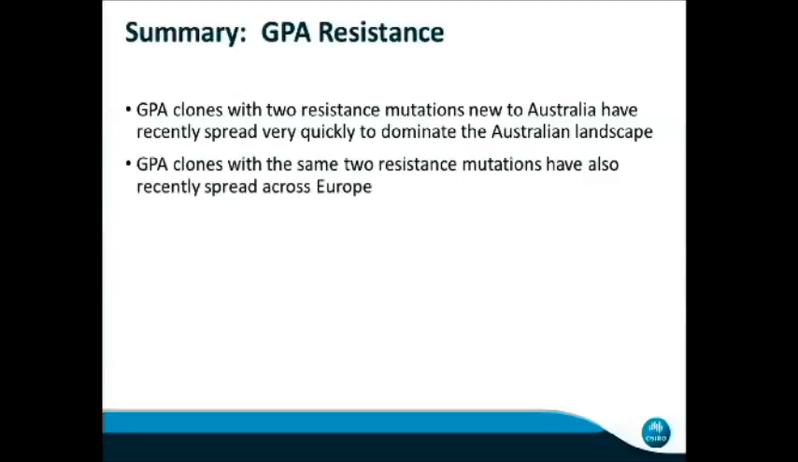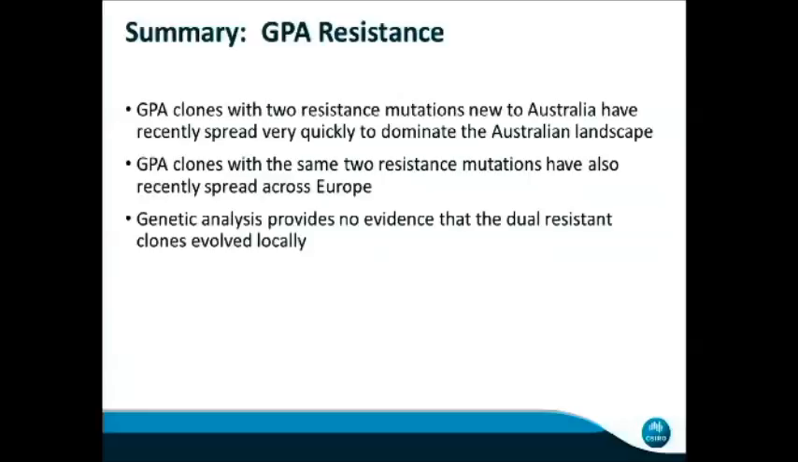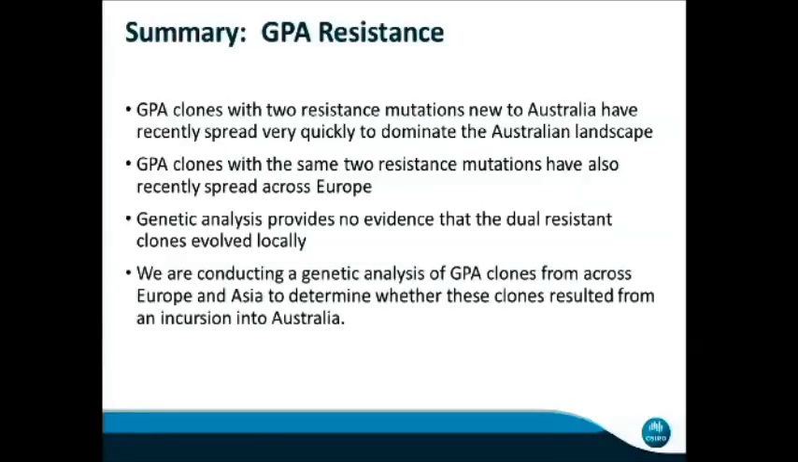These same mutations have also recently spread across Europe. The timing is not totally clear, but it looks like it was before. There's no evidence that these dual-resistant clones evolved here, locally. And there's a lot more work to be done, obviously, to try and identify potentially the source, assuming it is a biosecurity incursion, of these green peach aphid clones, whether they're from Europe or from Asia.